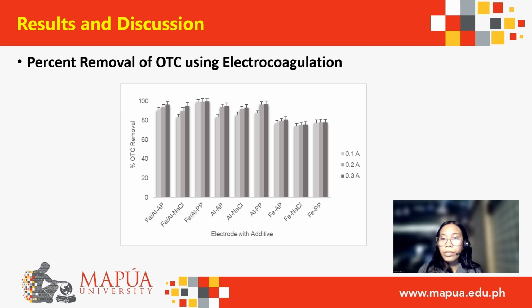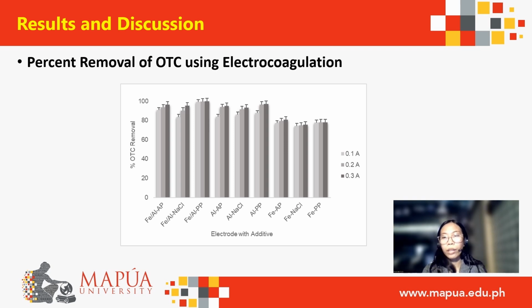And these parameters have been studied at different current levels. We have 0.1, 0.2, and 0.3. So among the electrodes used, we have found out that the combination of the iron and aluminum really demonstrated significant percent removal of OTC. However, iron electrodes alone were identified to have the lowest removal. This may be due to the generation of the metal hydroxide precipitates.